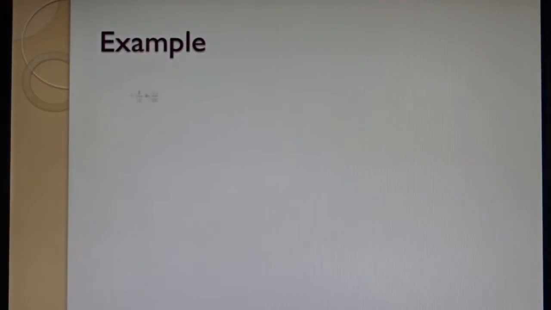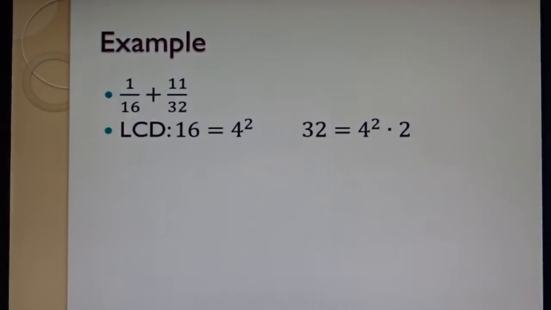Here's an example. I want to add 1/16 and 11/32. I need to find an LCD. So I'm looking at 16. Well, 16 I know is 4 times 4, or 4 squared. 32 I know is 4 times 8. Well, 8 is 4 times 2. So I really have 4 times 4, or 4 squared, times 2.